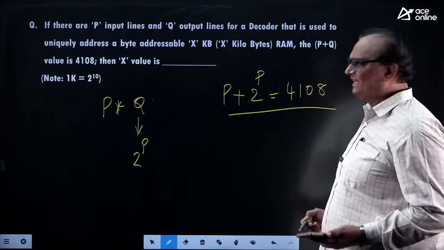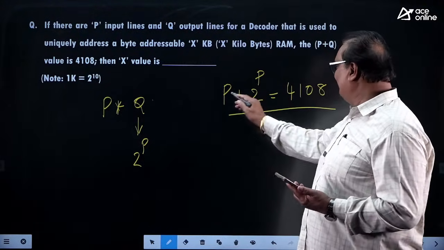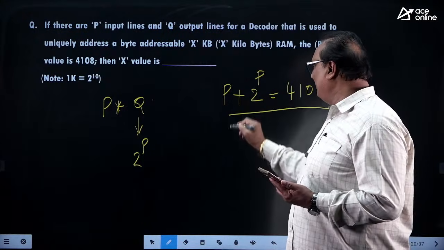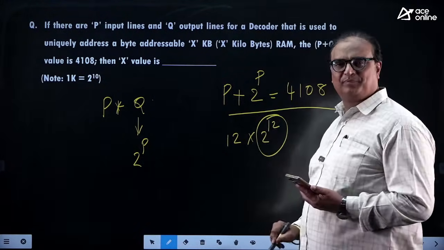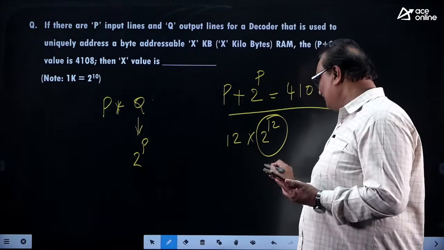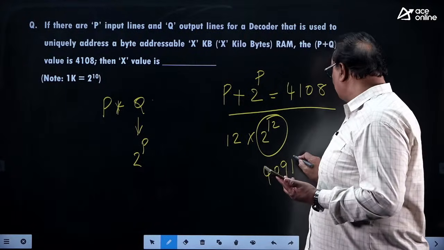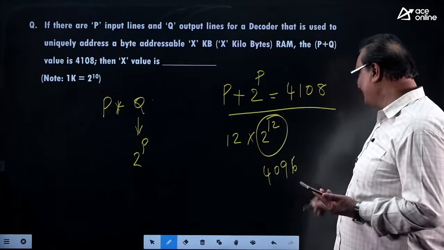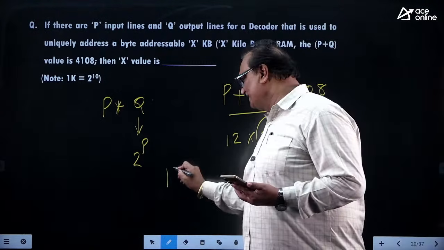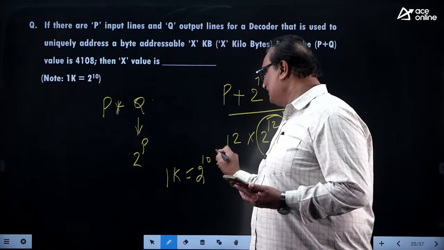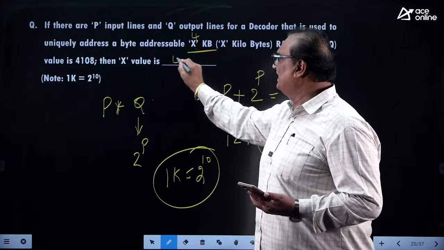I will give a simple explanation for this. Here, the 2 power P value is much larger. If you compute this one, the P value is compulsorily 12, so 12 into 2 power 12. How many outputs are there? 2 power 12 means 4096 outputs. These 4096 outputs are used to address 4096 bytes. It is nothing but 4 kilobytes, because 1 kilo is 2 power 10, which means 1024. Because of that, x KB means it is 4 KB. He asked the x value: 4.